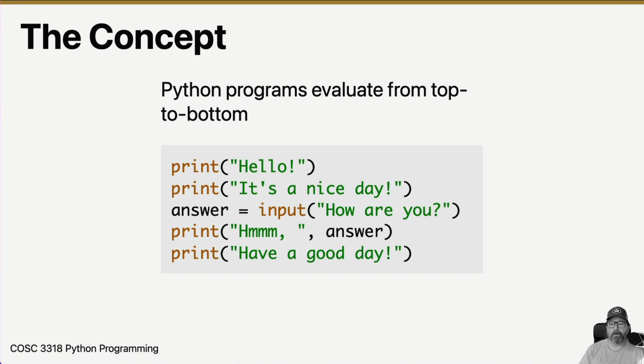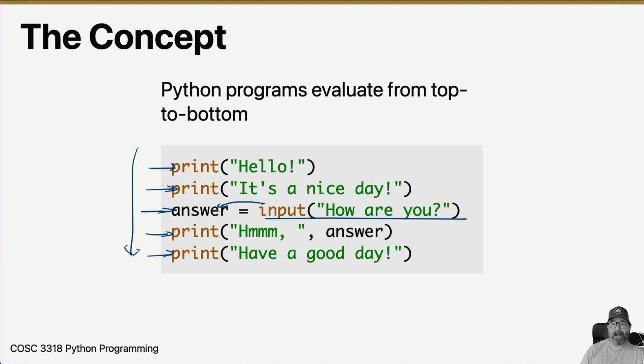When a Python program evaluates, it evaluates from top down, which means that when it reads your program, it's going to read from the start and go line by line or statement by statement until the end. So with a program like this, it's going to print hello, and then it's going to print it's a nice day, and then Python will go to this next line and run this stuff on the right-hand side of the assignment operator. It'll ask you, how are you? And then whatever you get, it puts it into the answer, and that line is run. Then it'll print answer, and then it'll print have a good day, top to bottom.